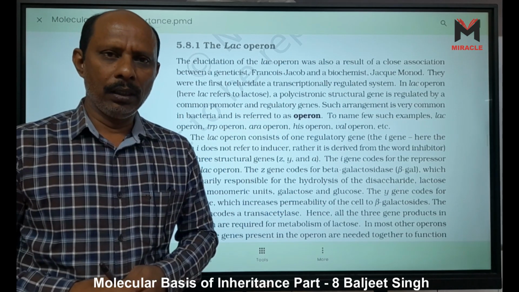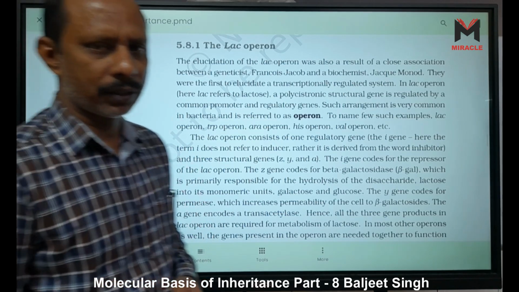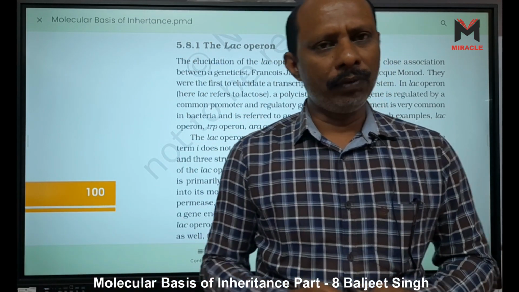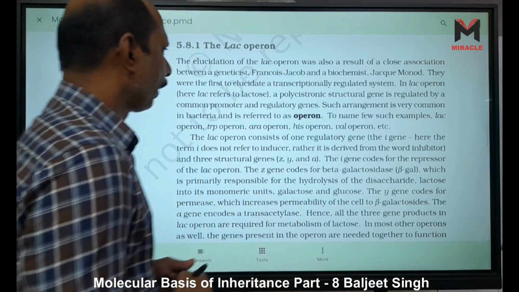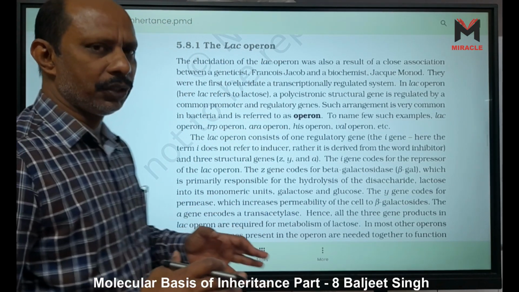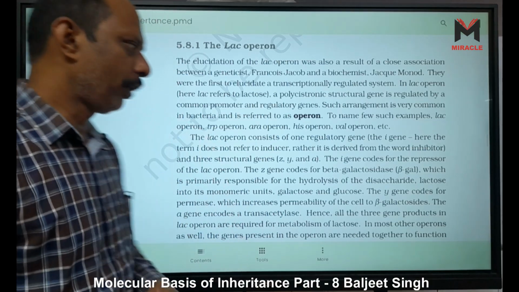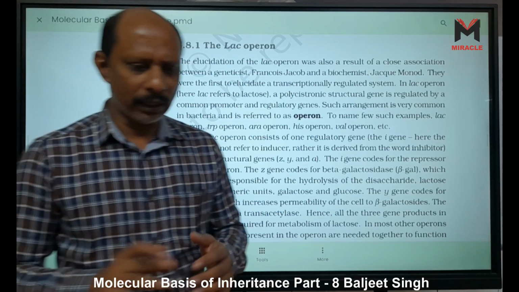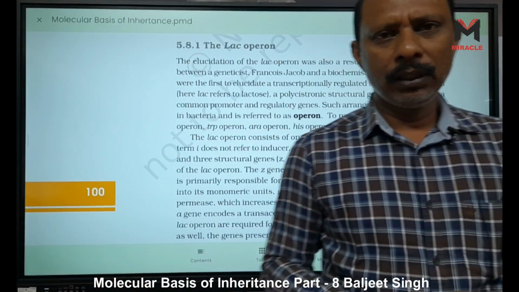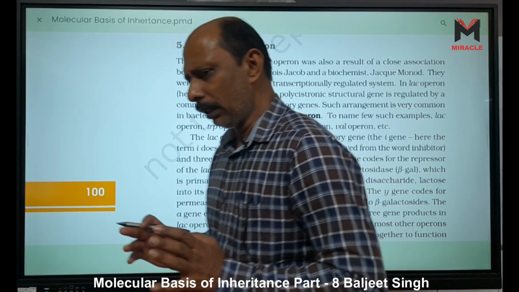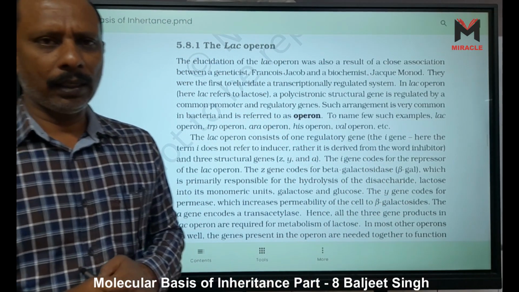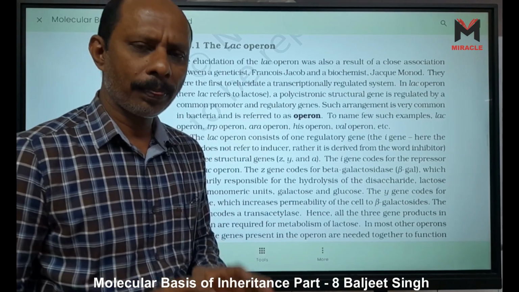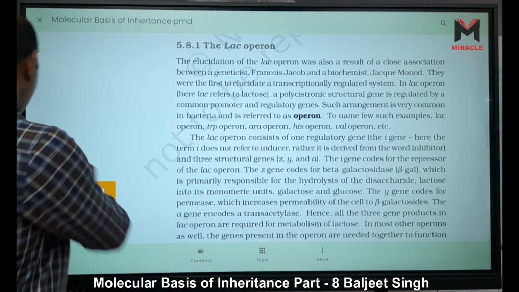In which at least one or more structural genes, one promoter gene, one regulator gene, and one operator gene are present. Okay, but before going to operon, what is a gene and how many types of genes are there? First, let us understand this. When we consider genes in any cell or any organism, they are of two types, right? One is called constitutive genes, and another one is called non-constitutive genes.